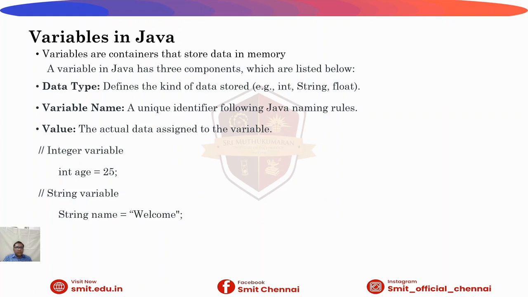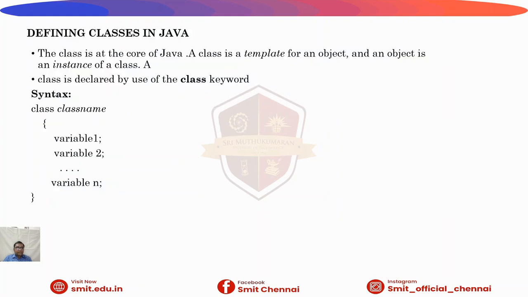Now for example, we have an integer variable. So int age equal to 25. So int is the data type, that is integer, age is the variable name and 25 is the value which is being assigned. Next is the example of a string variable. So here we have given it as String name equal to welcome. So here String is the data type, name is the name of the variable, and welcome is the corresponding value which is being assigned to it.